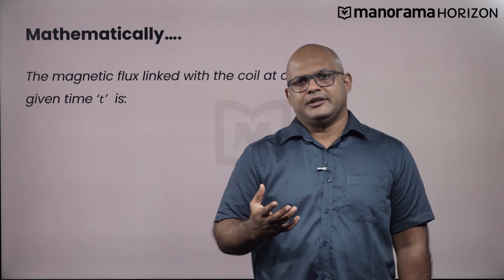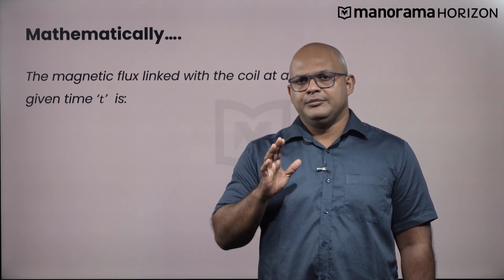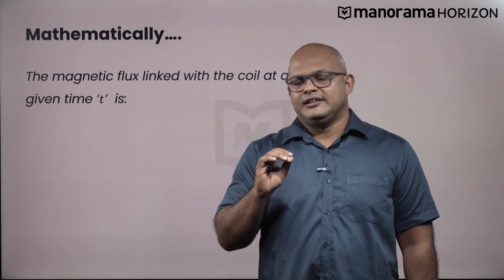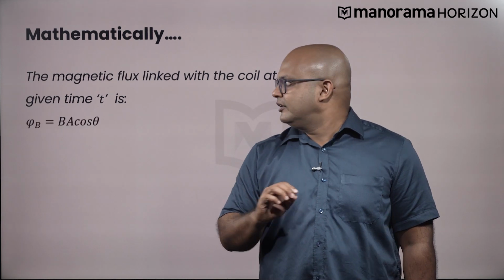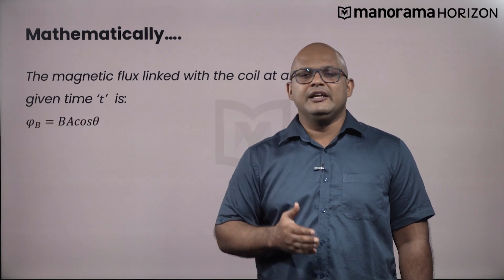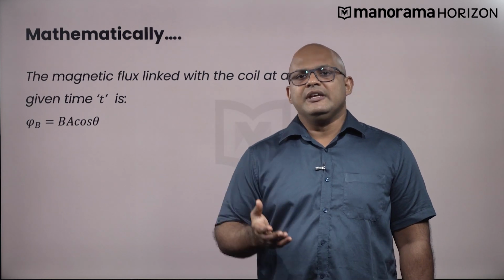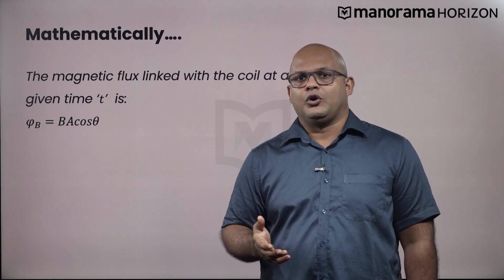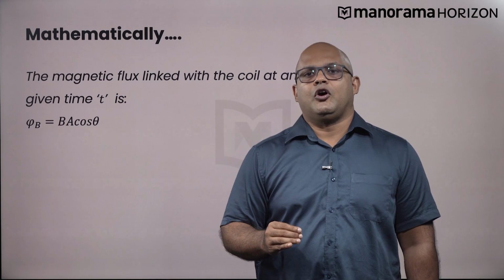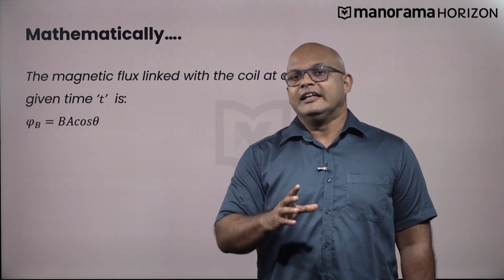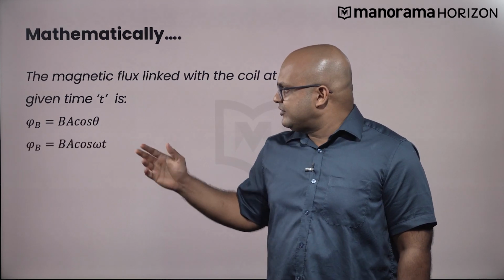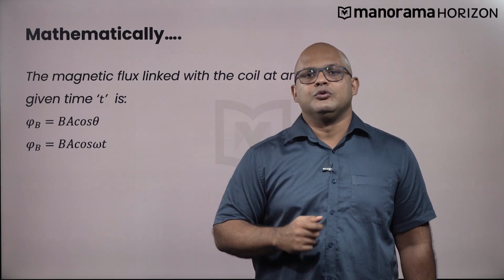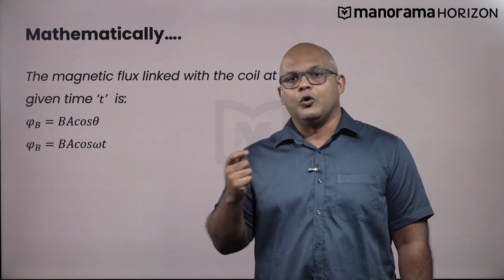So let's try to understand this mathematically. We know that at any given time t, the coil is cutting through a specific amount of magnetic flux. So at time t, the magnetic flux that is linked with the coil is given as phi_B = B A cos theta. Here B is the field of the external magnet, A is the cross-sectional area of the coil, and theta is the angle formed between the area vector of this coil and the external field. So we can replace theta with omega t, where omega is the angular frequency. So we have phi_B = B A cos(omega t).